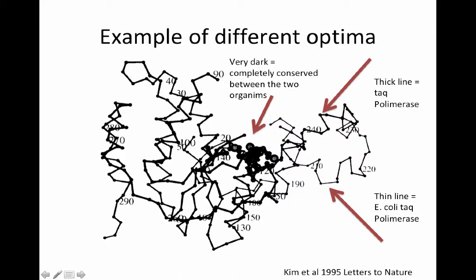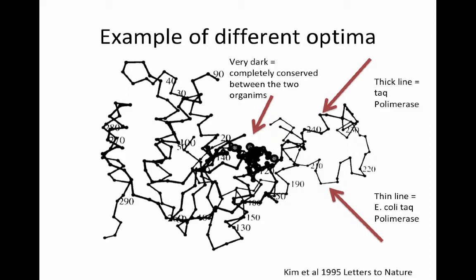You can see the thick black line is the structure of Taq polymerase. This is a polymerase I talked about on Monday that was purified from microbes living in deep sea vents. So it is a DNA polymerase for forming and elongating DNA molecules that can function at a very high temperature. The very thin line is a Taq polymerase from E. coli. E. coli is sort of our lab rat of microbes, and we know a lot about just about every aspect of E. coli.